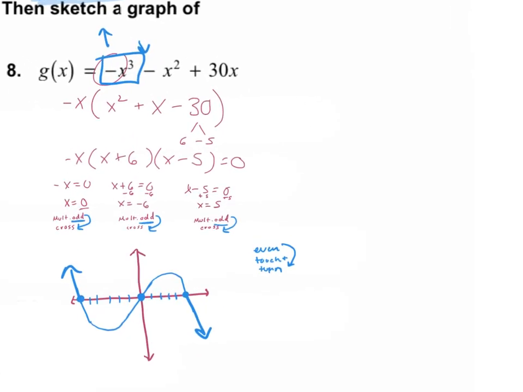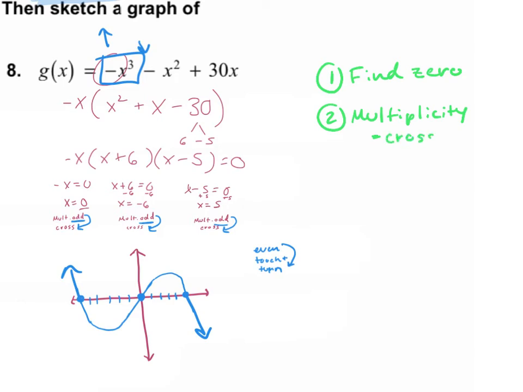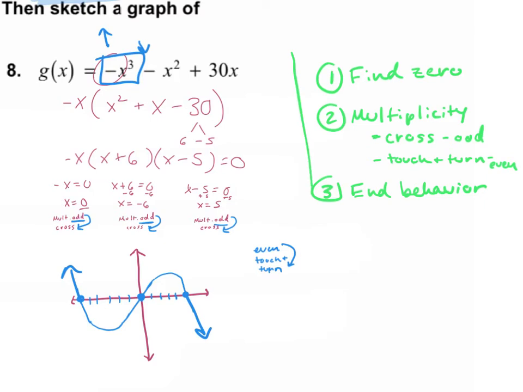So when graphing polynomials, there's 3 things we need to check. First, we have to find the zeros, or solve, same thing. Next, we have to state the multiplicity. And that'll tell us if it crosses, if it's odd, and if it's even, it'll touch and turn. And then third thing we need to do is find our end behavior. And then we just put it all together in our graph. So 3 steps in graphing polynomials, right here.